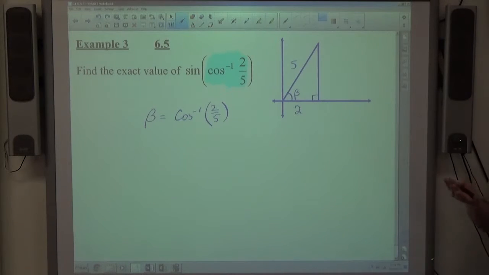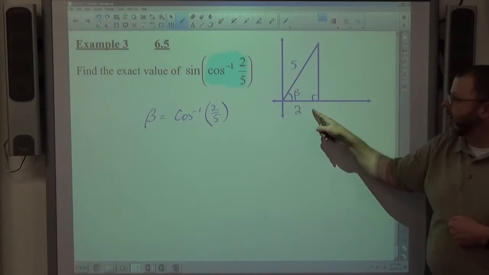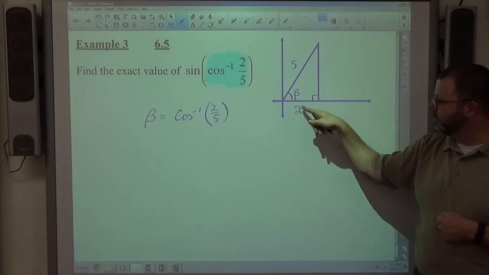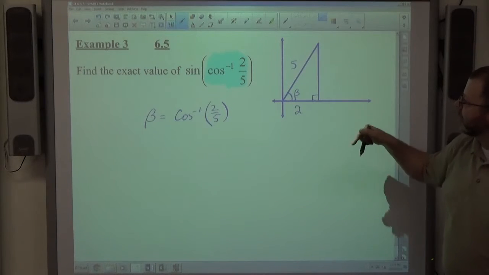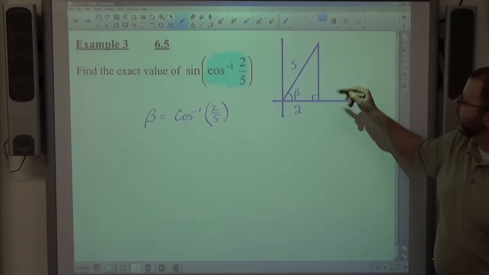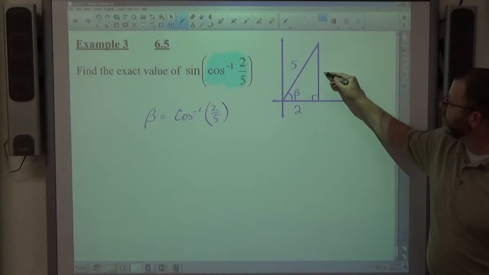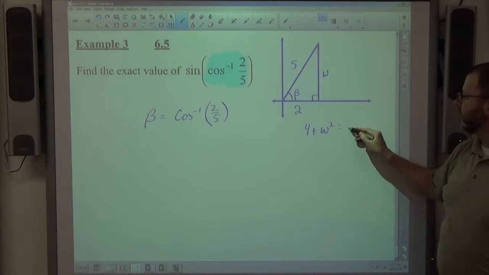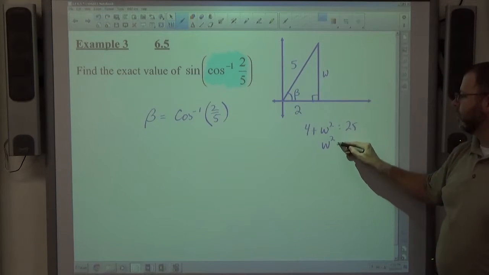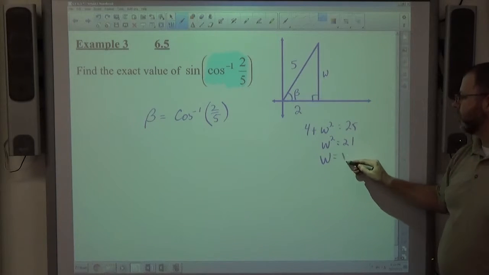I'm also paying attention to the directions I'm going. I'm going to the right, positive, and then the slant's always positive. As far as the opposite side, if I did the Pythagorean theorem, let's just call this W. 2 squared plus W squared is equal to 5 squared, which means W squared is equal to 21, which means W is equal to the square root of 21.